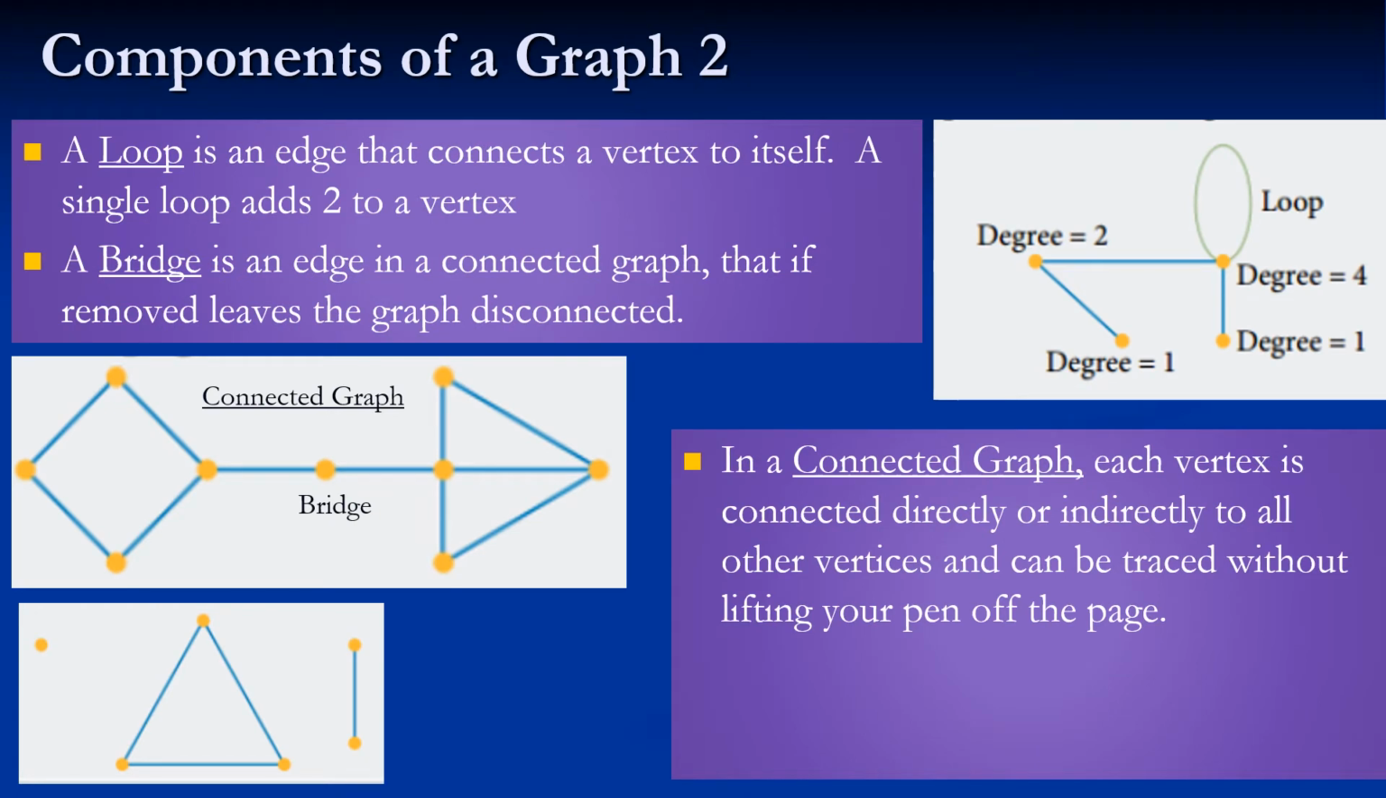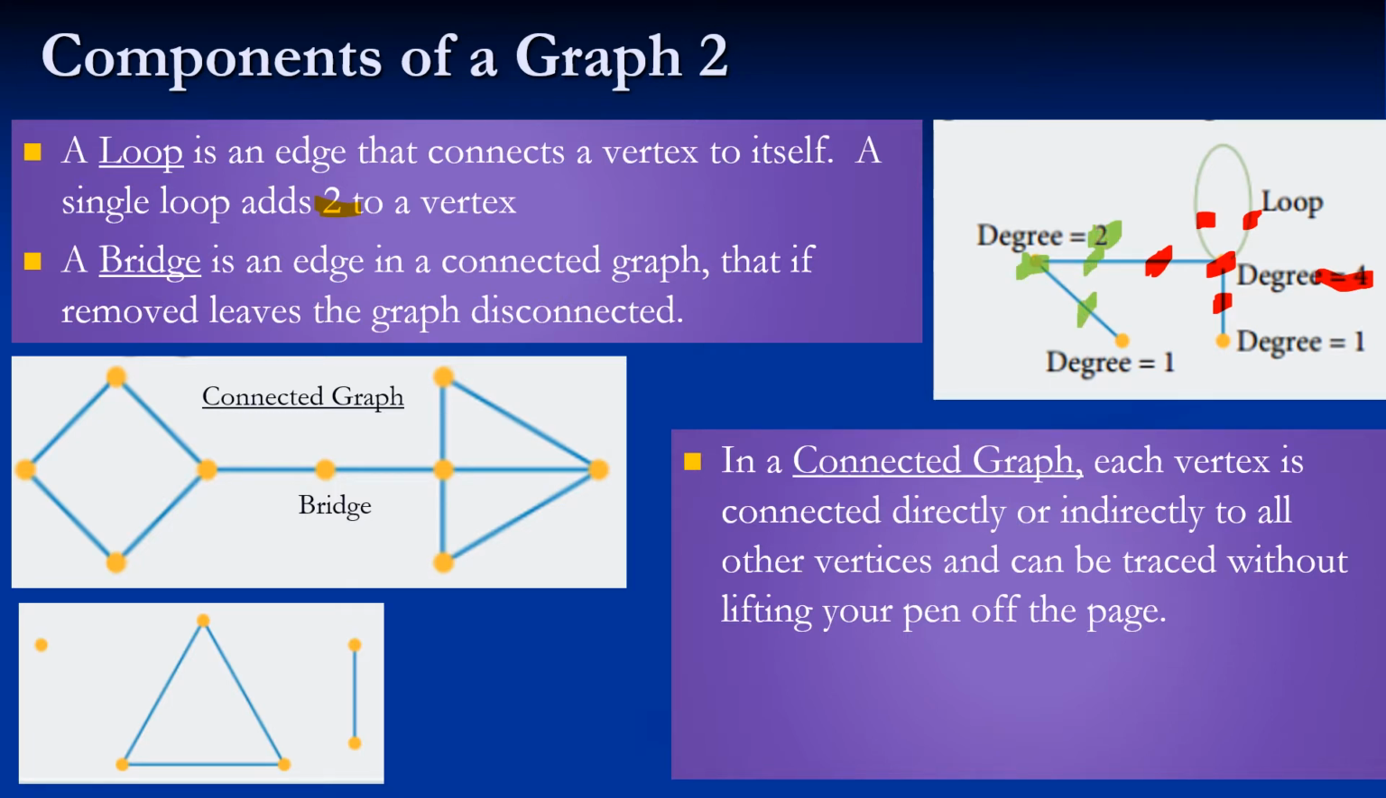So have a look at the diagram on the right hand side. A loop here is that edge that connects a vertex to itself. So it's this thing here. Now a single loop will add a degree of 2 to a vertex. So you can see at this vertex here we have the loop, which is counted as 2, and then we have another edge and another edge. So this vertex here has a degree of 4. If I have a look at this vertex, it's got this edge and this edge, so it has a degree of 2.